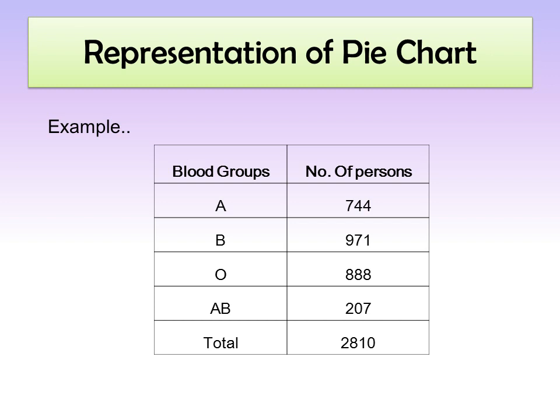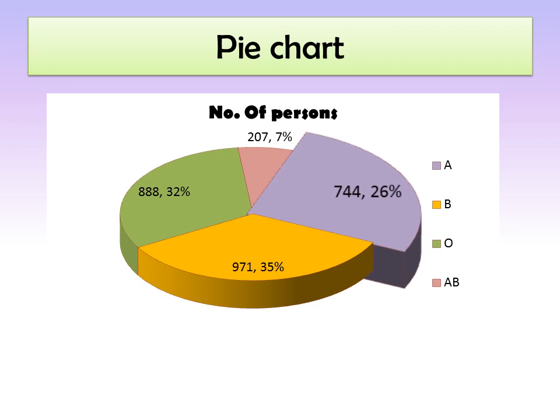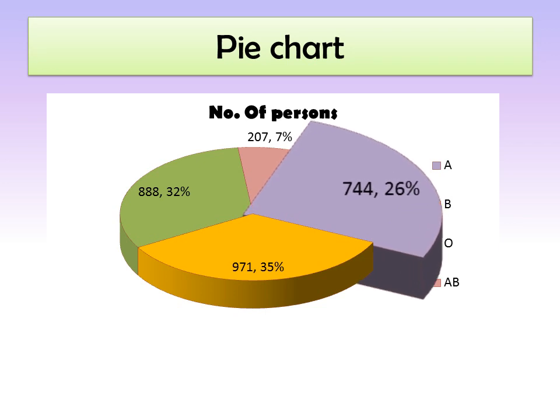So this is a category of blood groups. There are four separate categories. The best option for representing this data graphically is a pie chart. Now we'll see how to represent it. Here is the pie chart showing the number of persons for each blood group. The blue one is for blood group A. It carries 26%. 26% of the total is the A group.